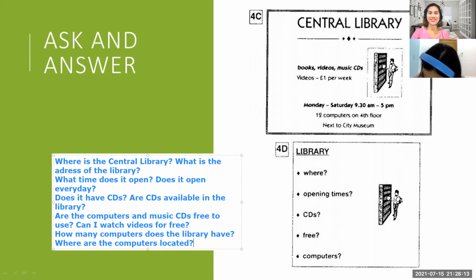Same goes with Monday to Saturday. That's one question. 9:30 a.m. to 5 p.m. Another question. There are 12 computers. That's the answer. Another. The computers are on the fourth floor. Now make questions, and the answers are those. There are 12 computers. The computers are on the fourth floor.